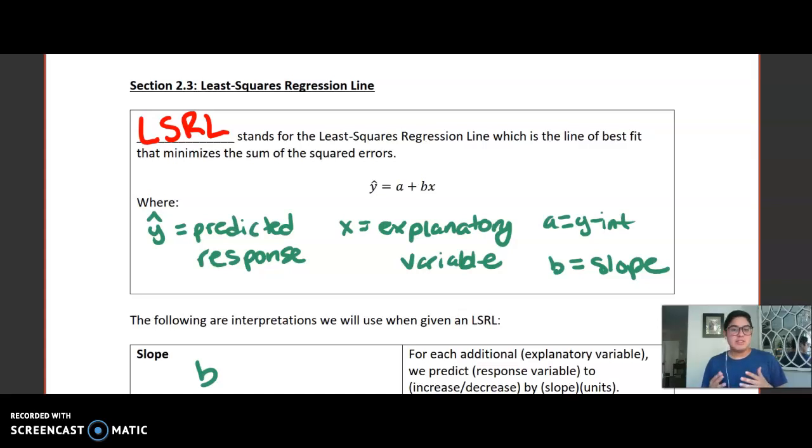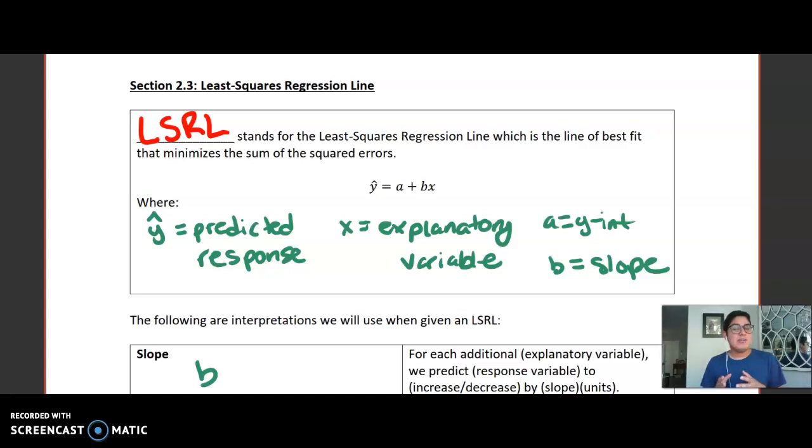So essentially what this line is doing, it's taking all the differences here, all the errors, it's squaring them, and it's minimizing them. Meaning that this line is going to try and capture as many of your data points as possible based on the information given to it. And its line usually models y hat equals a plus bx.